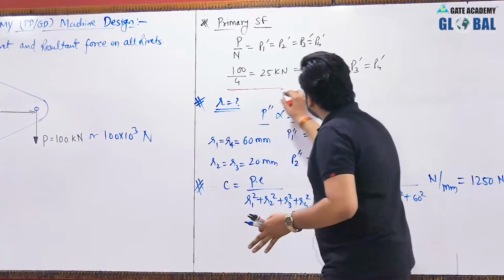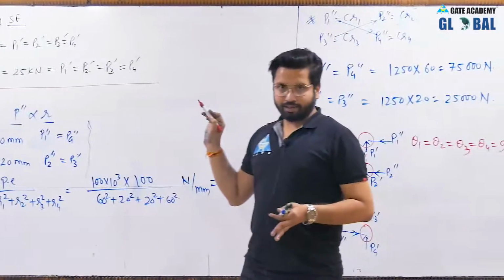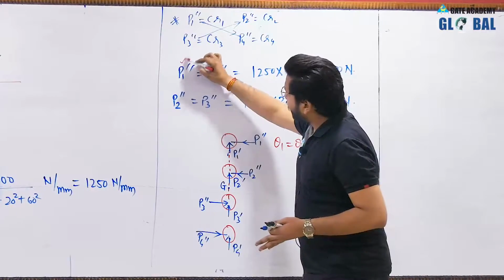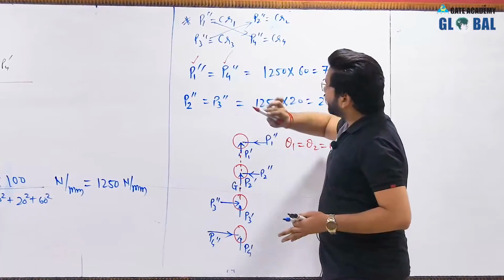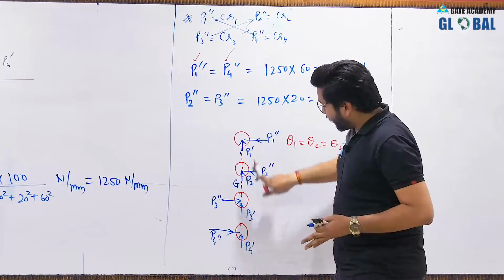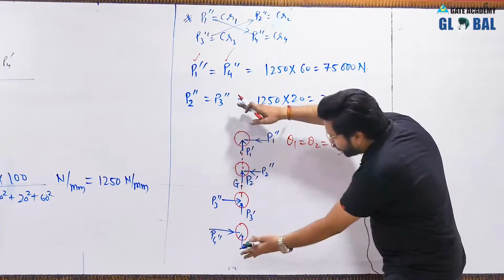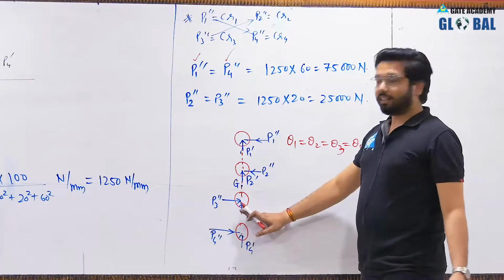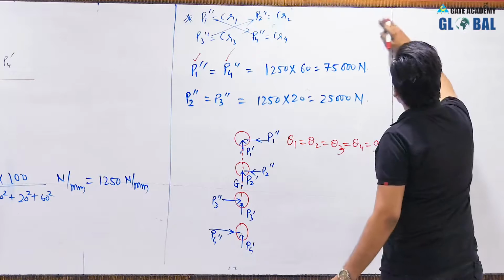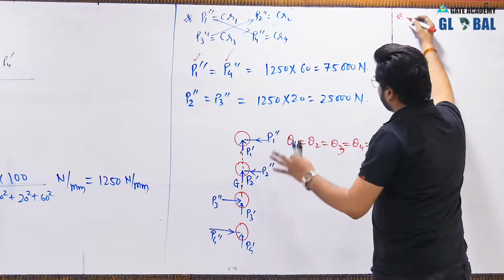As you can see, the primary shear forces are the same in each rivet, but the secondary shear forces are highest in rivet number 1 and rivet number 4, and rivet number 1 and rivet number 4 are the outermost rivets with respect to the centroid. Now I can make a conclusion after the solution. First of all, let us solve.